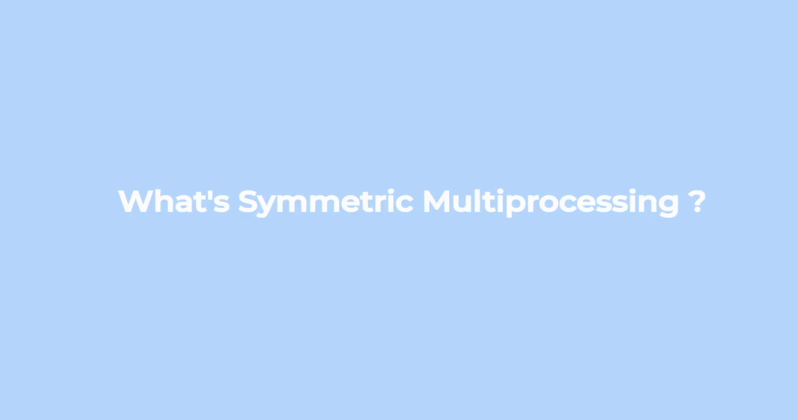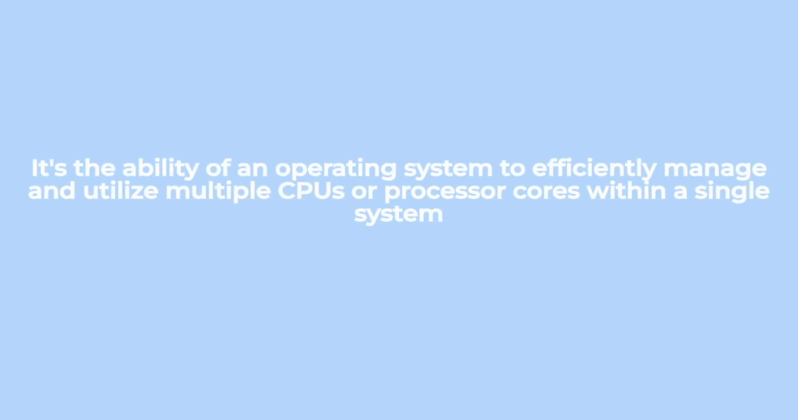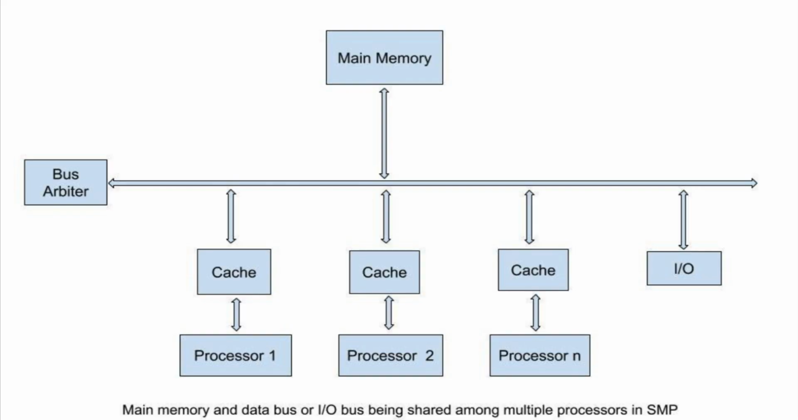So, what exactly is symmetric multiprocessing in the context of operating systems? Well, in simple terms, it's the ability of an operating system to efficiently manage and utilize multiple CPUs or processor cores within a single system. In an SMP system, each CPU core has equal access to system resources such as memory, I/O devices, and the kernel itself. This allows the operating system to distribute tasks across multiple cores, enabling parallel processing and faster execution of programs.